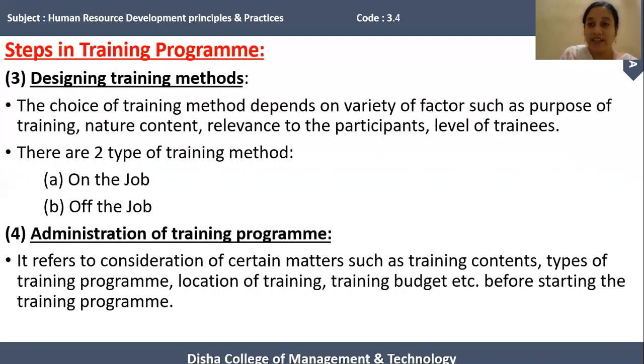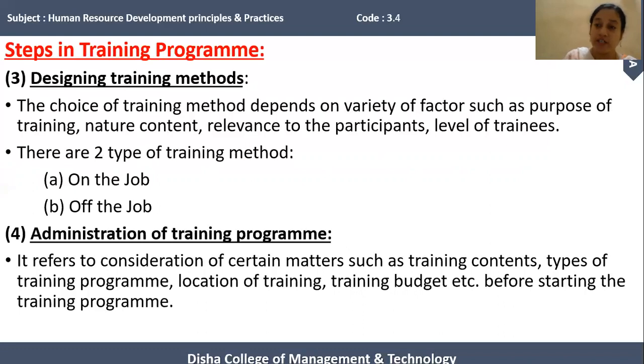After designing the training program, the organization or the HR department is ready to conduct the training program. Before conducting it, it is required to control some elements, like what should be the training content, types of training program, location of training, training budget, and lead time. So before starting the training program, the trainer has to consider and prepare various things like training contents.